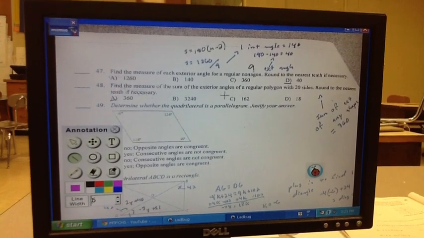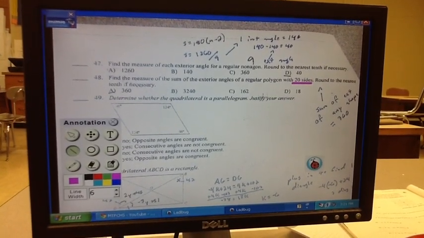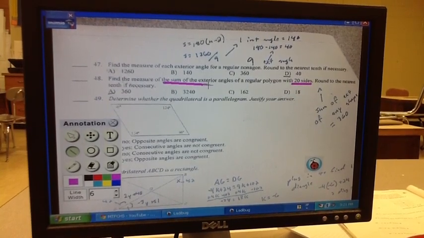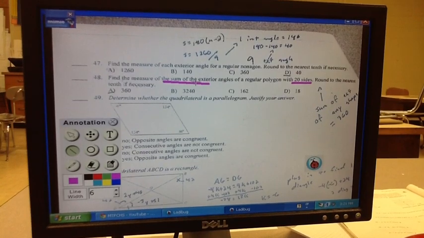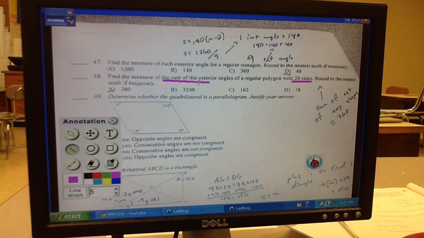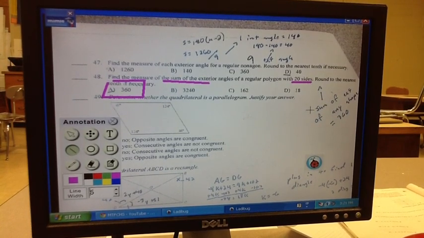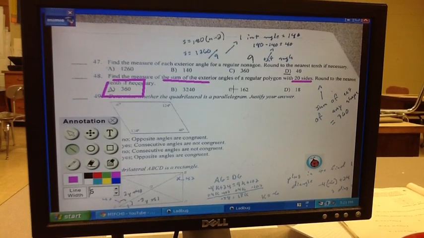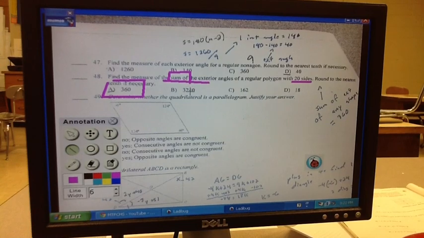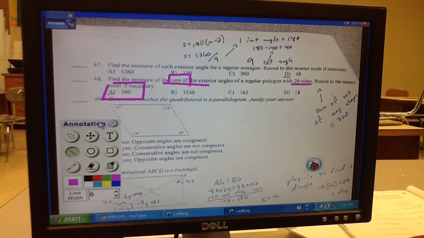Next question, find the sum of the exterior angles of a 20-sided figure. Before you get any farther, if you're finding the sum of the exterior angles, no matter what the picture is, whether it's 20 sides, 10 sides, 5 sides, it's always going to be 360. If you don't believe me, try it out. Hopefully you'll take my word for it. Not all exterior angles are that, but the sum of all the exterior angles is always going to be equal to 360.